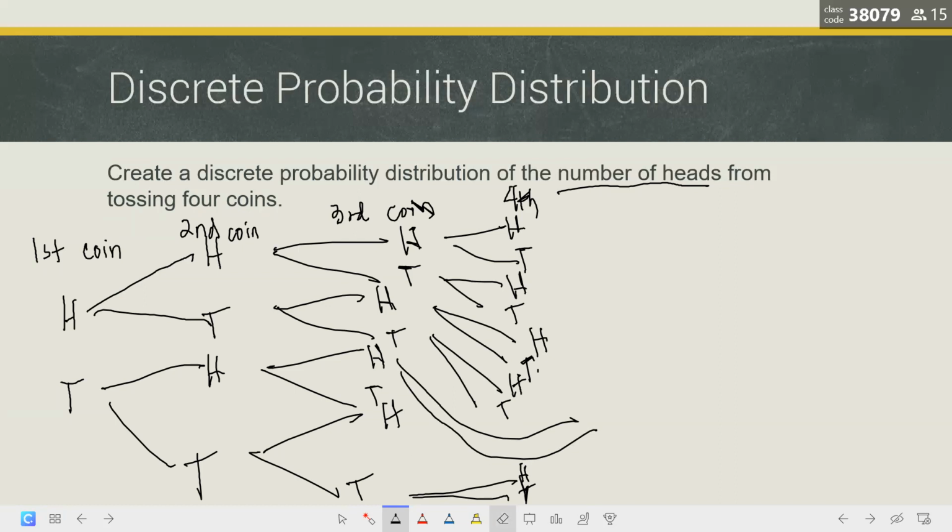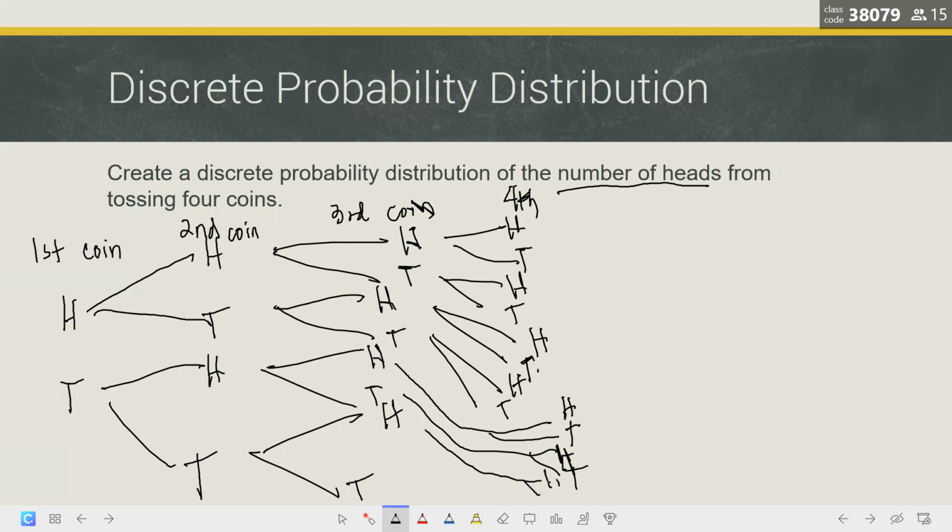Head, tail. Saka head, tail. O, kunin niyo yung mga combination. Ilan yan? Tignan niyo yung dulo class. 1, 2, 3, 4, 5, 6, 7, 8, 9, 10, 11, 12, 13, 14, 15, 16. Dapat may 16 outcome. Okay?